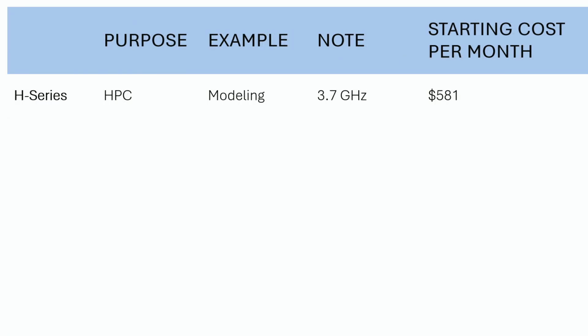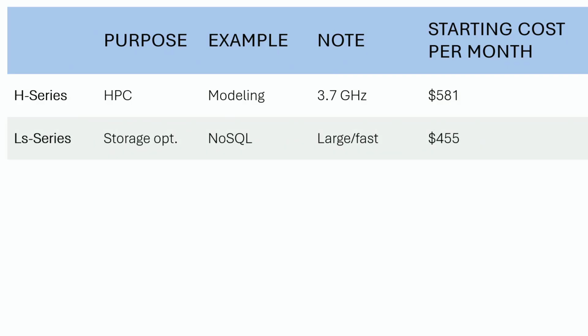Now, what about getting into some serious compute power? How about high performance compute capabilities? Yes, that's our H series. So we might do something like weather modeling here on really fast CPUs. $581 a month is the starting cost. The LS series is storage optimized, with larger and faster storage than the other series that we've discussed. NoSQL databases would be a great example here, with a $455 a month starting cost.